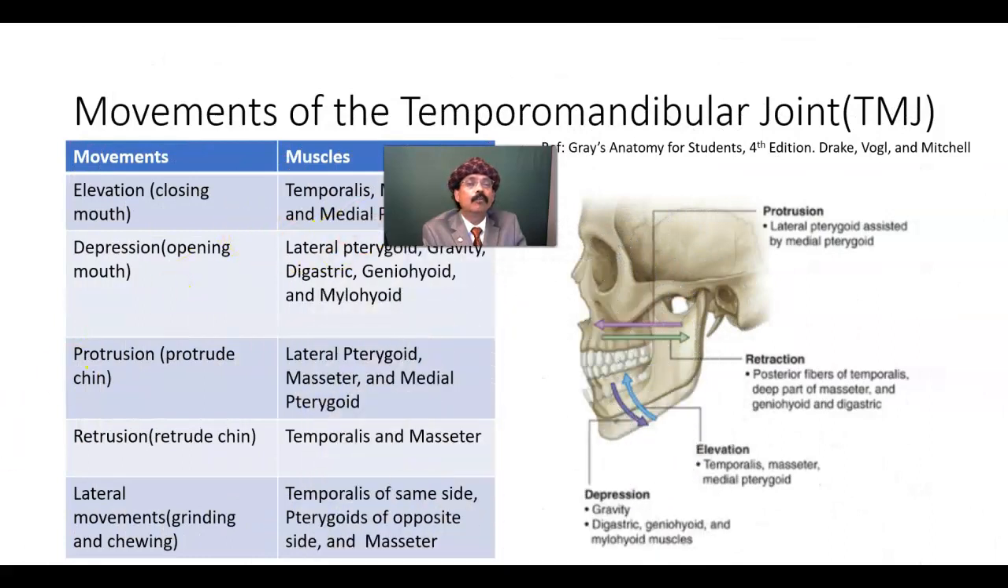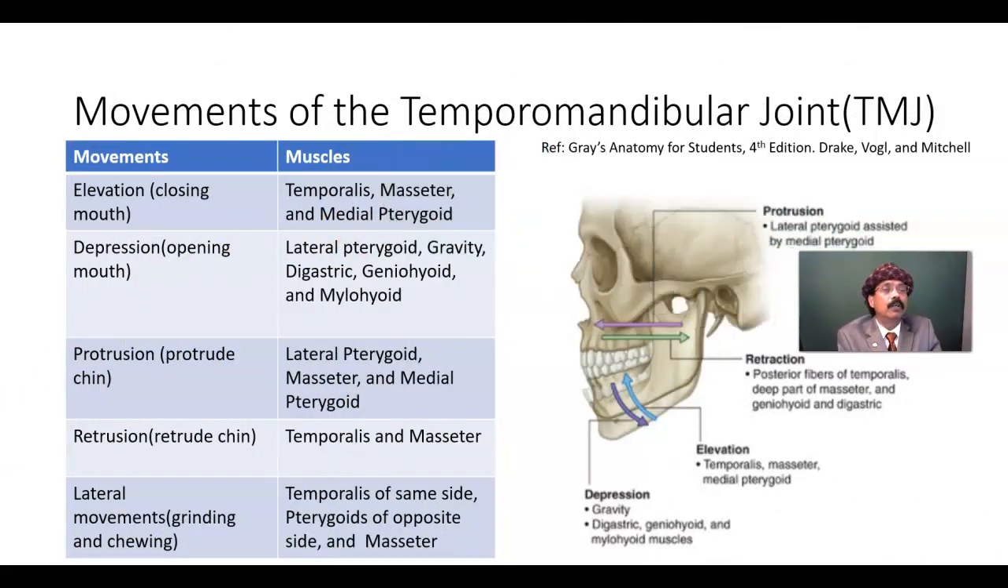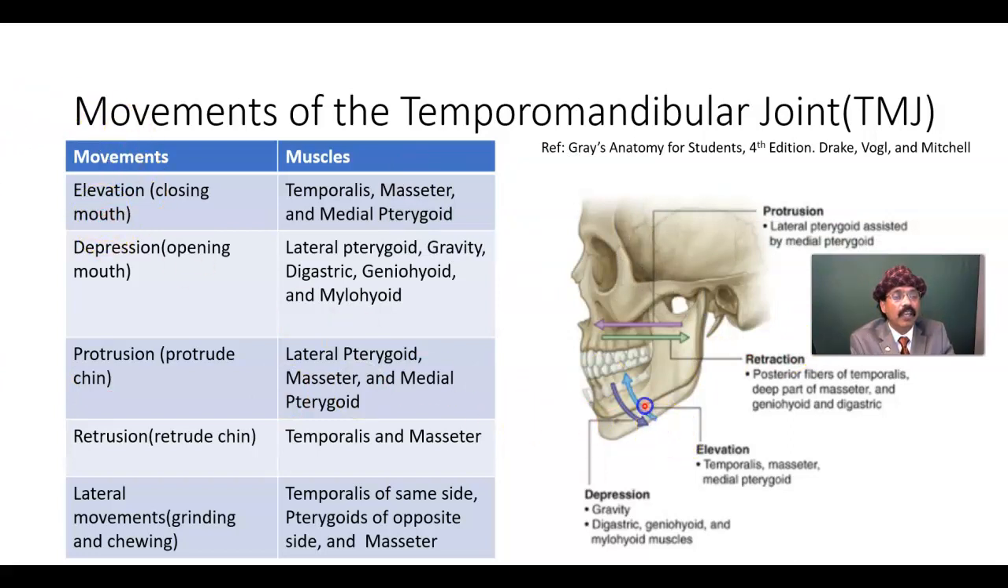Now we'll go to the movements of the temporomandibular joint. Elevation, that is closing the mouth. What are the muscles? Temporalis, masseter, and medial pterygoid muscle. Depression. This is depression done by what? Lateral pterygoid, with gravity, digastric, geniohyoid, and mylohyoid muscle.